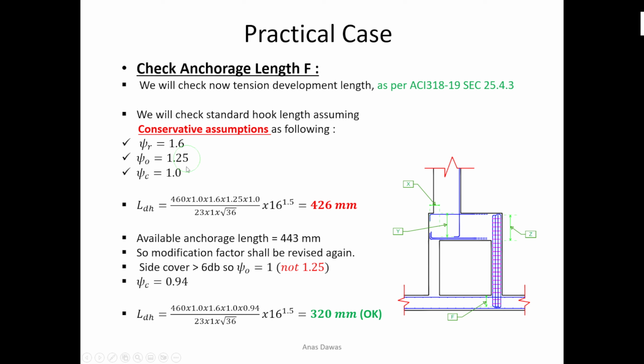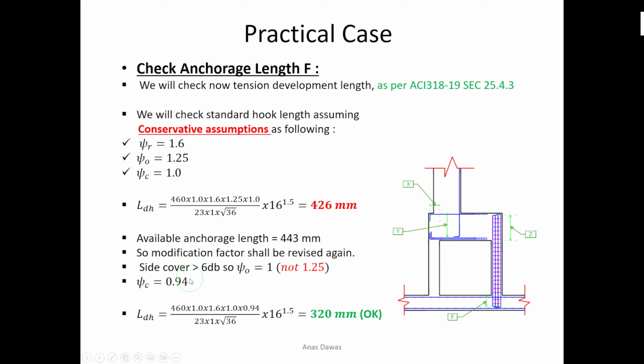I have also assumed the extreme case here for the confinement, for the modification factors 1.6 and 1.25, and the LDH is equal to 426 millimeter, which is not okay. In this case, don't increase the depth of the footing. We have to check the conditions of these factors again. So the modification factors shall be revised.